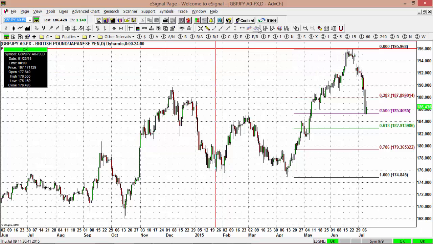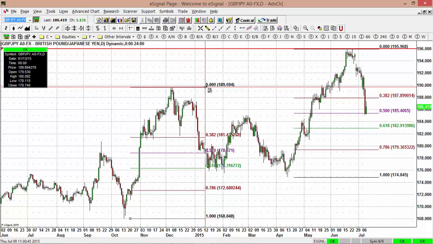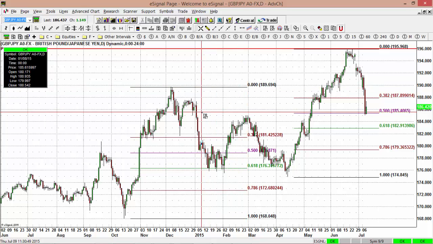For example, let's take a look at this swing low to the swing high here. And it bottomed at the 618 retracement level. As you can see here, this is the 618 retracement level. The market actually bottomed at the 618 retracement level. And that's just something I have observed with the British pound. That doesn't mean that the market cannot bottom at the 50% retracement level, but it's just something interesting to keep in mind.